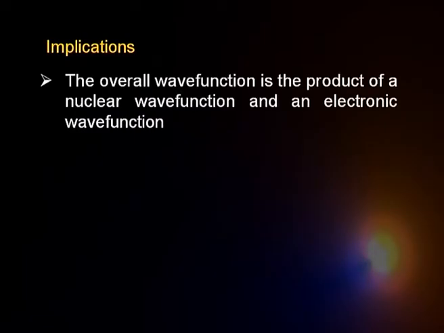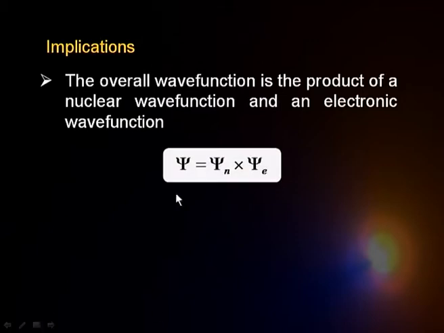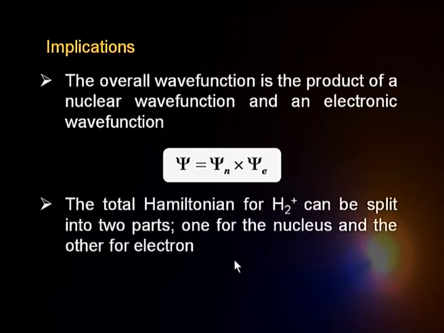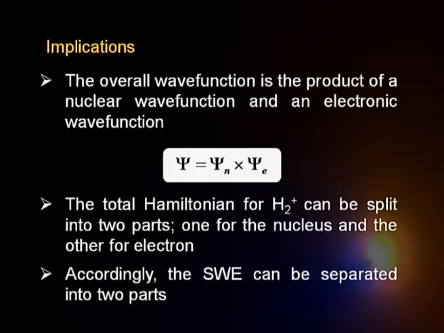Okay. Now, what are the implications of this? This approximation implies that the overall wave function can be considered to be a product of two parts, a nuclear wave function and an electronic wave function. So, there are two wave functions. That means my total wave function will be the product of psi nuclear and psi electronic. Another very significant implication of this approximation is that the total Hamiltonian, which we just saw has 6 terms, can be broken into two smaller parts, one for the nuclei and the other for the electron. That is going to make life easy for us as we proceed further. As a consequence of these two implications, the Schrodinger wave equation can be separated into two parts, one for the nuclear part and one for the electronic motion, and that makes it easy as we proceed.